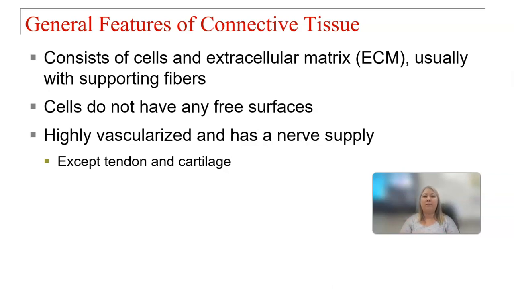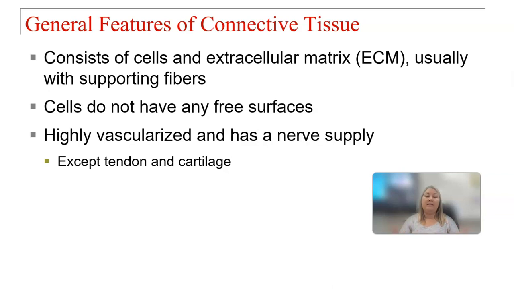The cells, because they're suspended in this extracellular matrix, do not have any free surfaces. So the apical, lateral, and basal that we discussed yesterday really only applies to epithelial tissues, because connective tissue cells are completely surrounded by tissue on all sides, and they're highly vascularized. So they have really good blood supply and really good nerve supply.